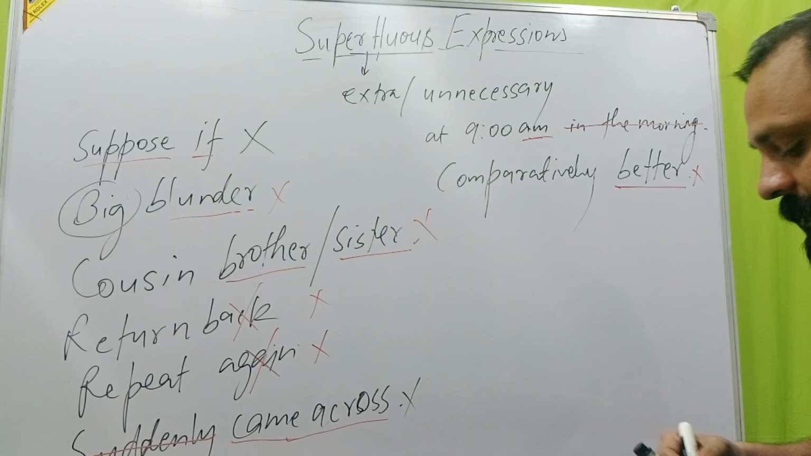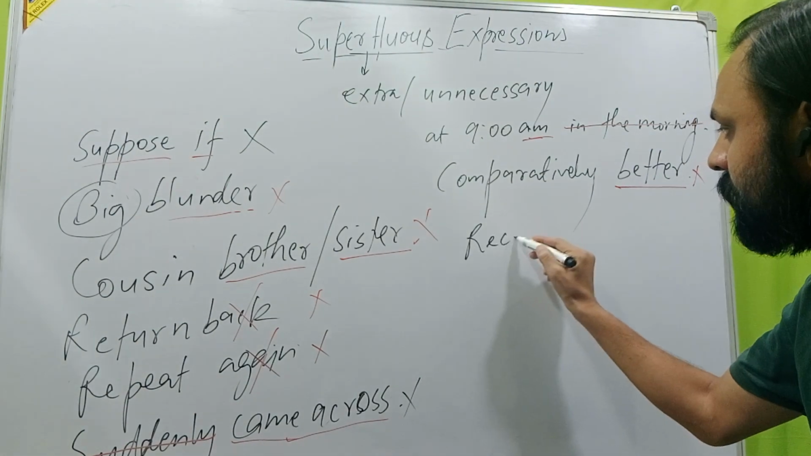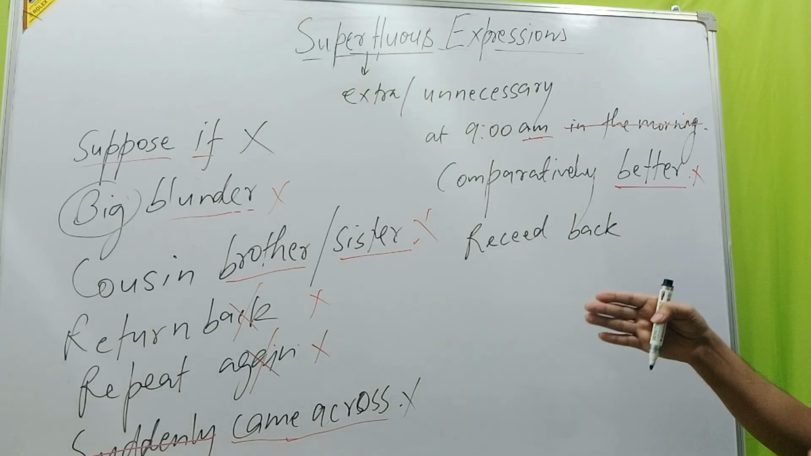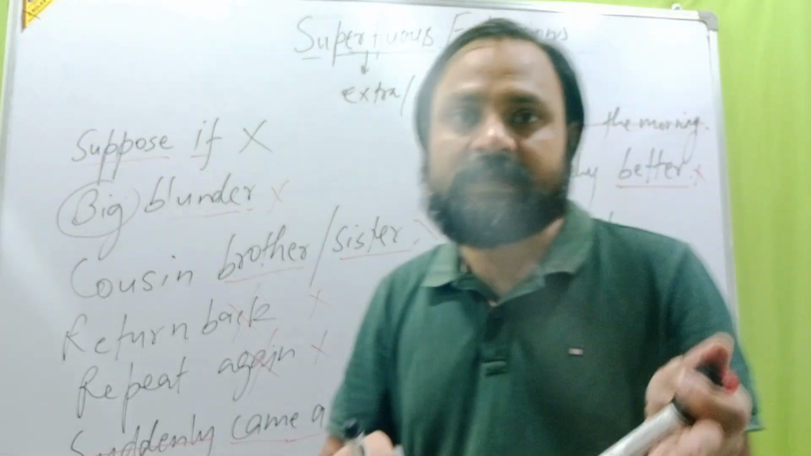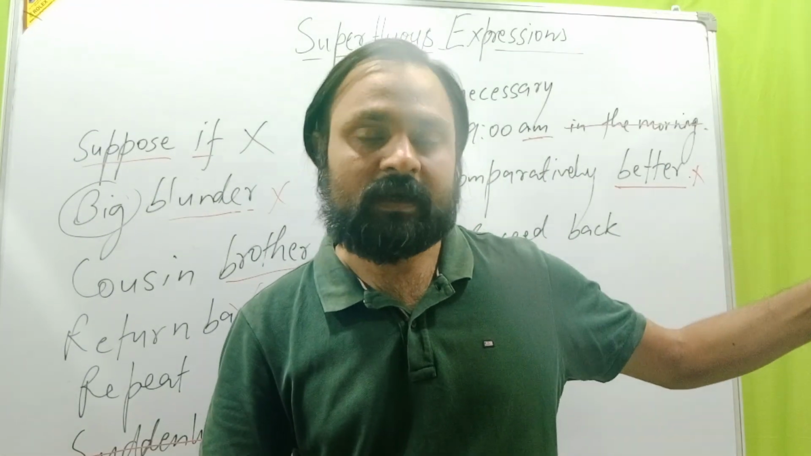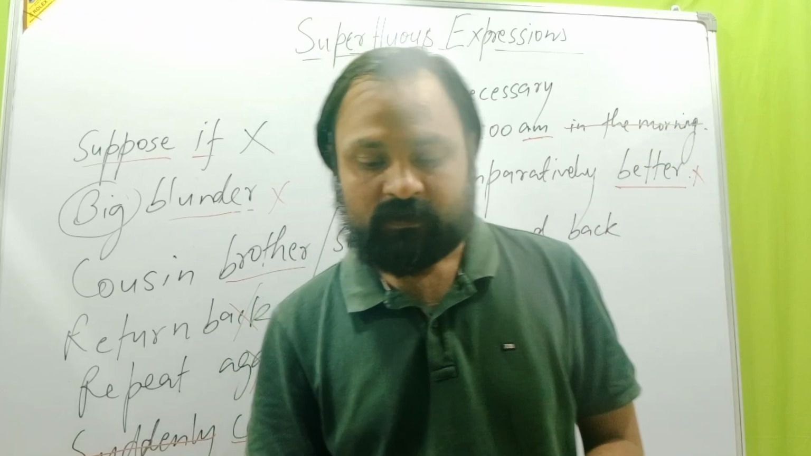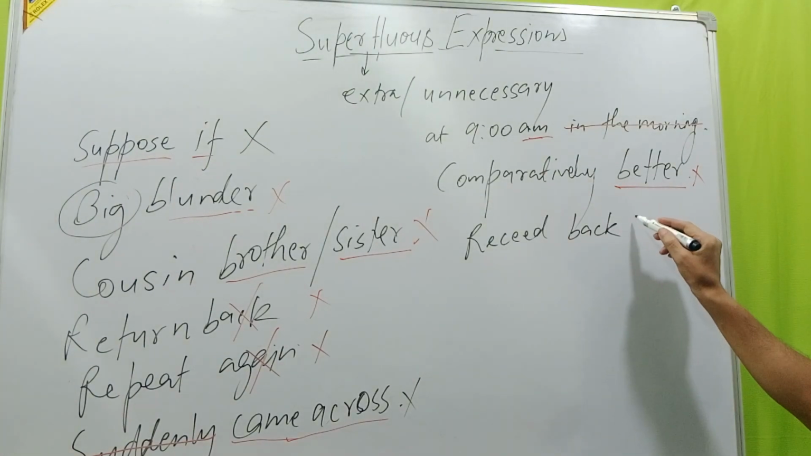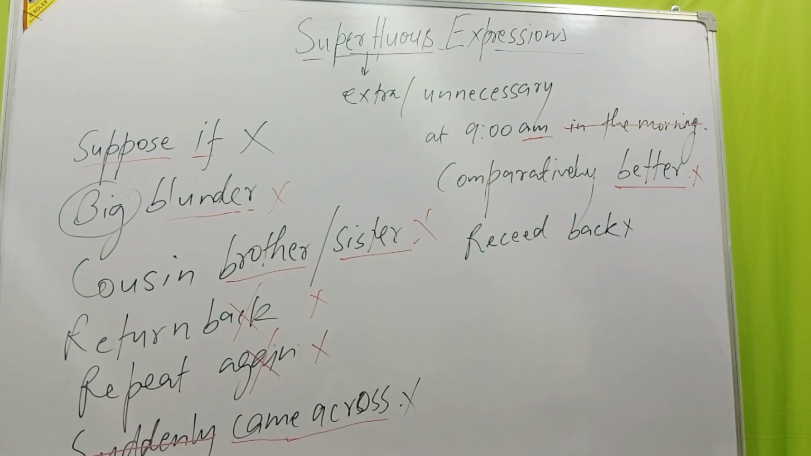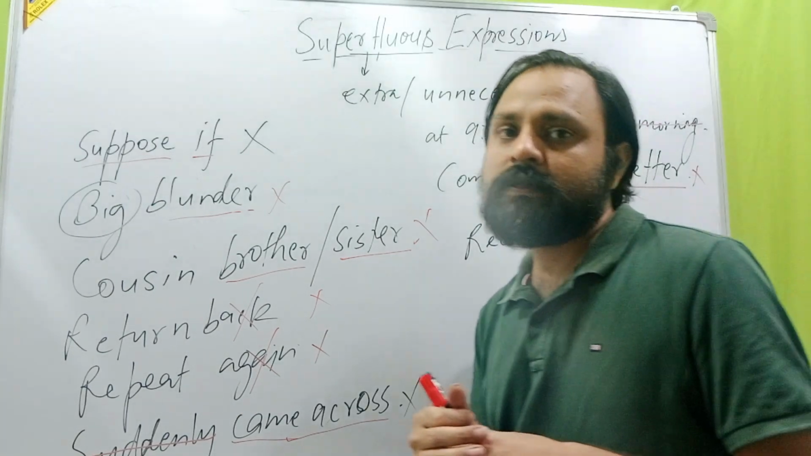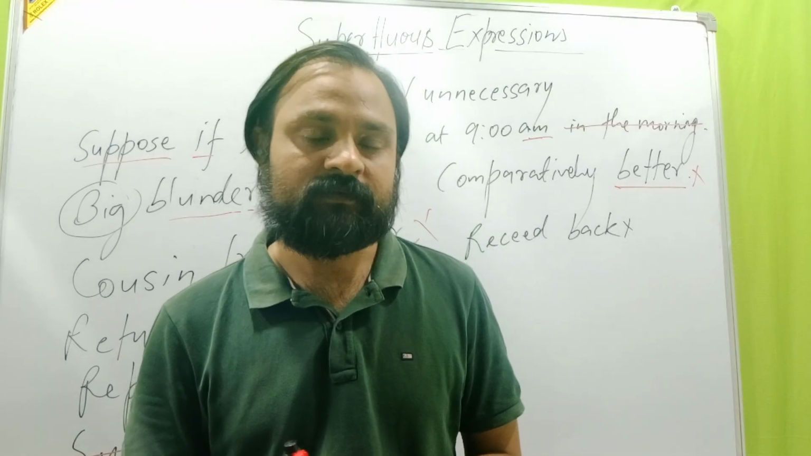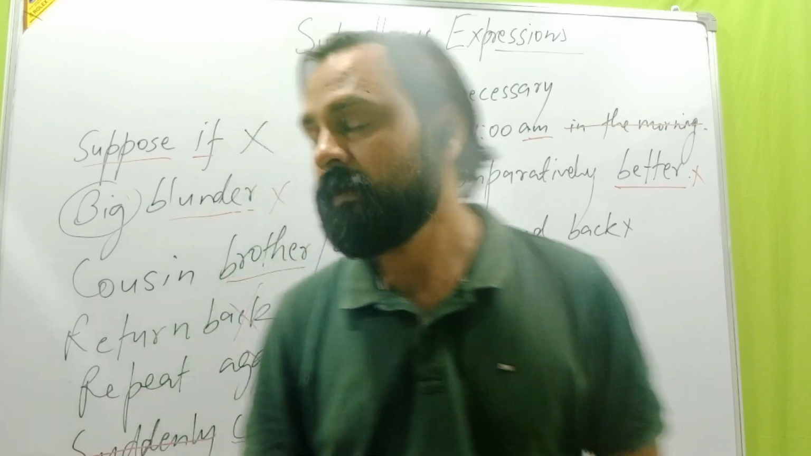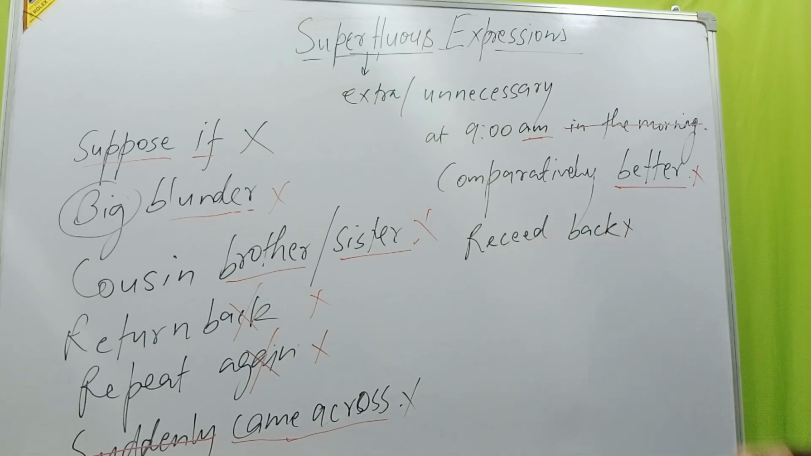And recede back. Recede back or recede again. Recede is like something goes back to its original state. Something grows up for a while and then it goes down after that. So it recedes, but it doesn't recede back. There is no need to say back after recede. The water in the river receded after the flood, or it did not recede soon after the flood. So no need to add back after recede.